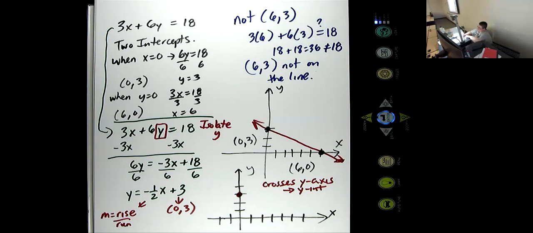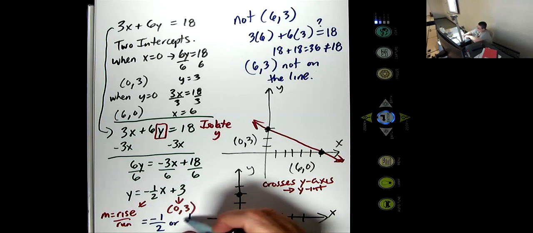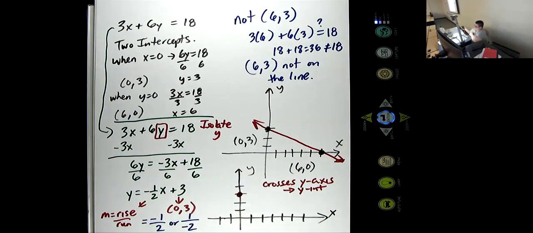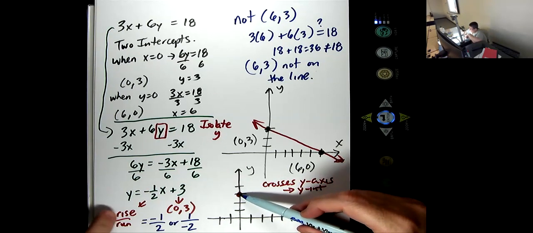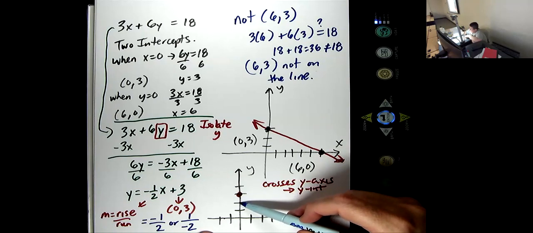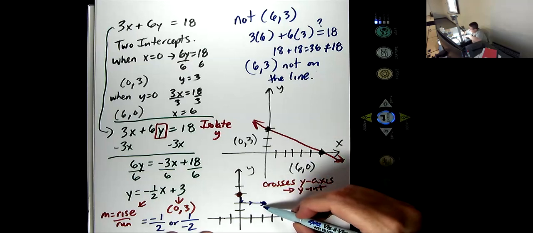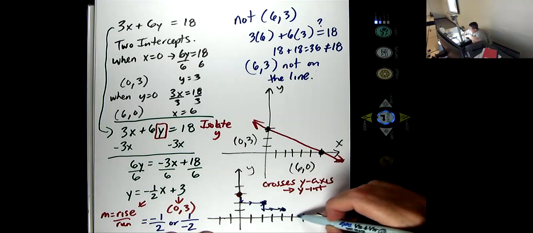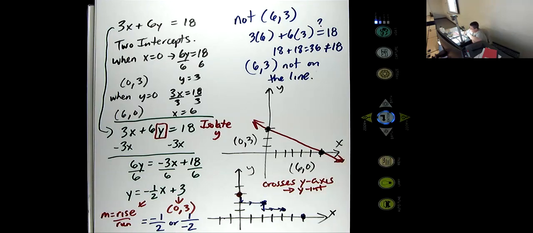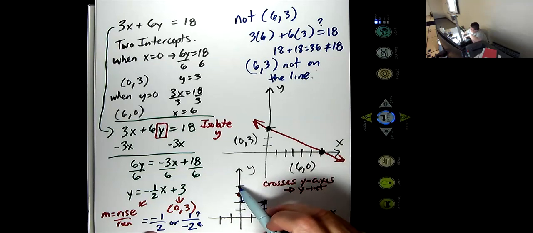And now I'm going to use the negative 1/2. I can do negative 1 over 2. Or I could do 1 over negative 2. Negative 1 over 2 means I got to rise negative 1, which means go down 1 and go right 2. And I can do that a few times. Or if I do 1 over negative 2, it means go up 1 and go left 2. So I could go up 1 and left 2.